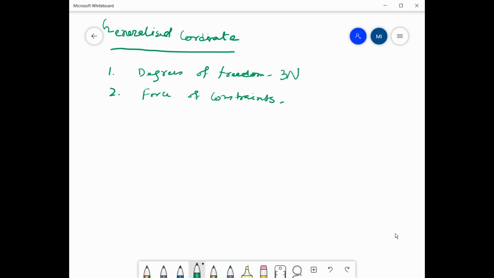So forces of constraint basically reduce the degrees of freedom. Suppose we denote the number of constraints applying on a system by k. For example, suppose we are considering the motion of three particles, right? There is a three-particle system. One particle is there, one particle is there, and one particle is there. Then how much will the degrees of freedom be for this system?